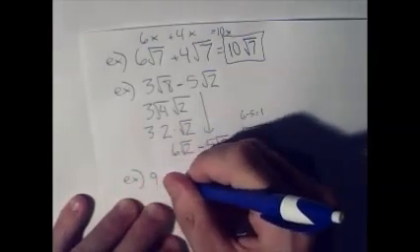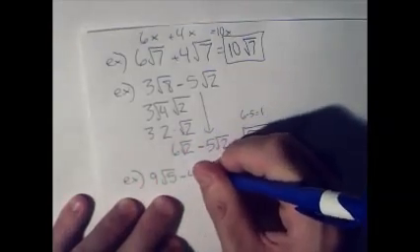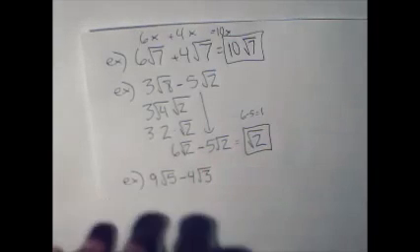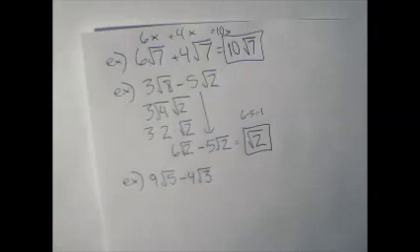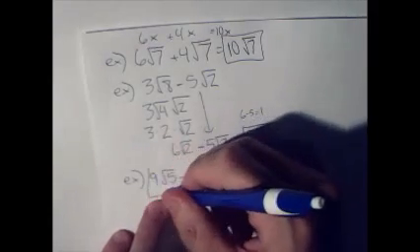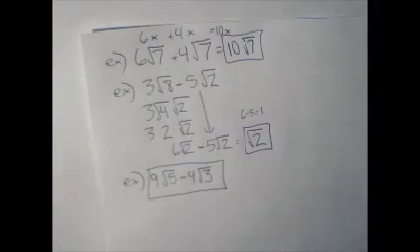Another example, what if I had 9 root 5 minus 4 root 3? If they aren't the same, I can't combine them. And if I can't break them down to be the same, it doesn't mean anything crazy like no solution or extraneous or any of these other crazy words. If they aren't the same, then there's just nothing I can do. And there is nothing like getting a common denominator or anything like that.